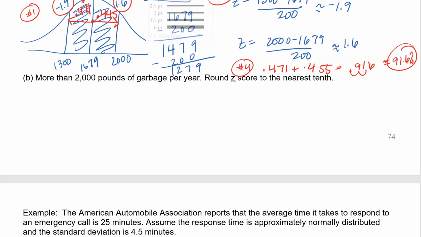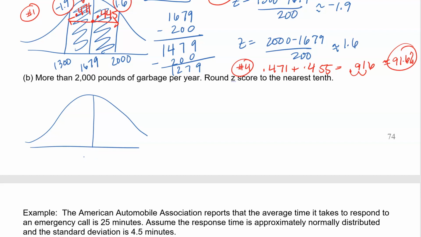Okay, so let's go ahead and do the next example. It's going to be really similar to the last one, just the picture is going to look a little bit different. So we're going to draw the normal curve. We're going to put our average garbage in the middle. This asks for the probability of more than 2,000 pounds. So 2,000 is bigger than 1679. I'm going to draw a line there, and I'm going to shade to the right since more than is to the right. Okay, so I want to know what that area is.